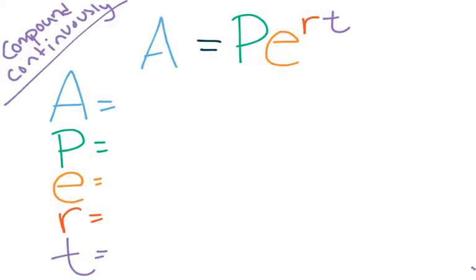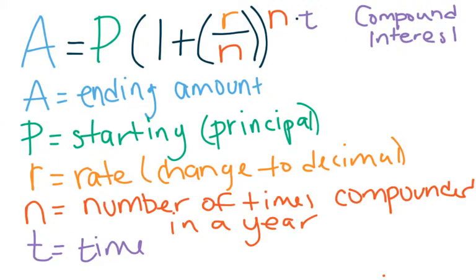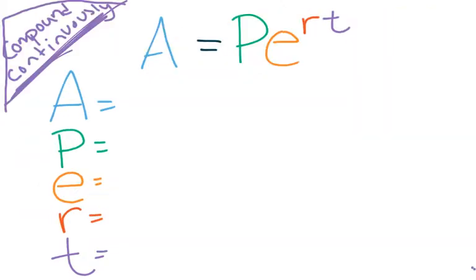Okay. The only time that you're going to use this formula is if you see these words, compounded continuously. If it does not say continuously, then you use this formula over here. The only time you use this one is if it's continuously. Some people will call this the PERT formula. I don't know. You can call it whatever you want to. So A is going to be ending amount. P is your principal. That's your starting amount.